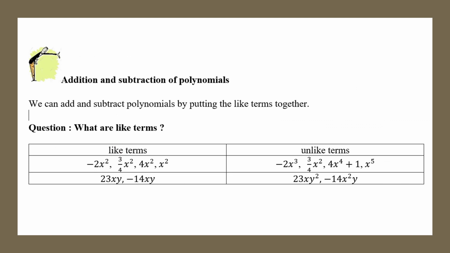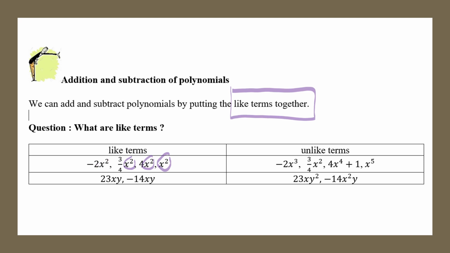There are certain things we can do with polynomials. For example, we can add and subtract polynomials. But in order to do that, we have to be careful. We can only add or subtract polynomials by putting the like terms together. So what are like terms? I have some examples on the screen. If you look at the left-hand side, any terms with x squared are considered like terms. You can have different coefficients.